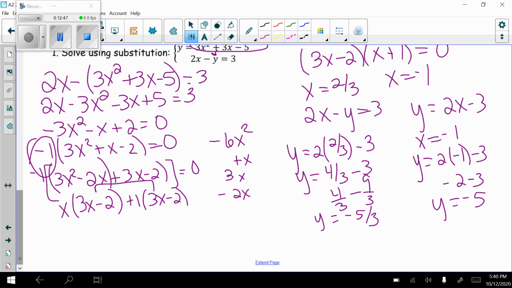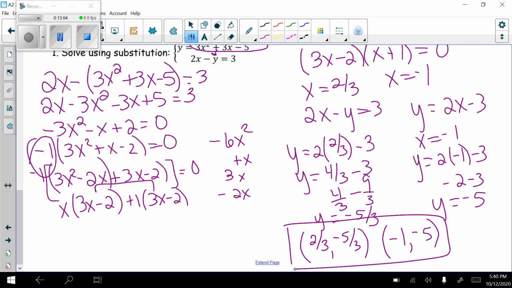So my two answers, I have two real solutions. One of them, when x was 2/3, y was negative 5/3. The other one, when x was negative 1, y was negative 5. Those are my two solutions.